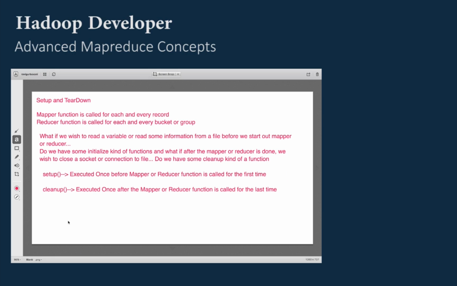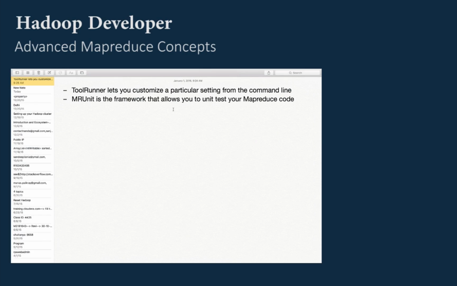So these are nothing but initialize and cleanup kind of methods. In the setup method you can initialize a connection, you can read some lookup data, and the cleanup method is executed after the last time the mapper or reducer function is called, so you can perform some kind of cleanup, let's say closing a socket to a file or a data source. So setup and teardown are methods for that. Setup is setup, and for teardown the method used is cleanup. So these are some of the facilities that could be used.